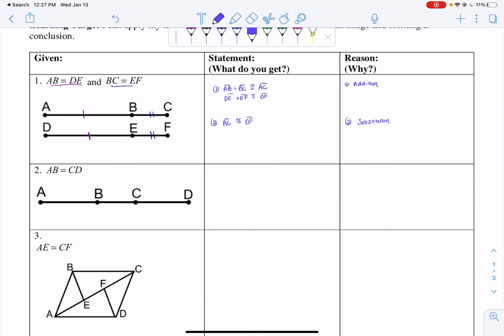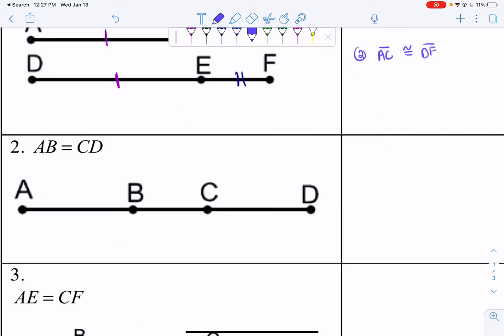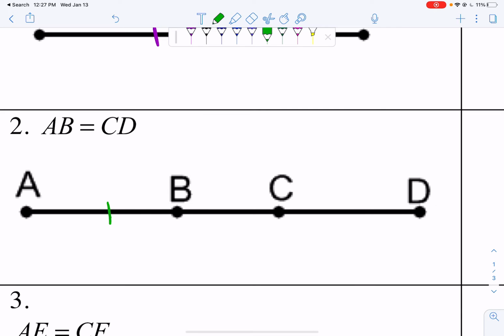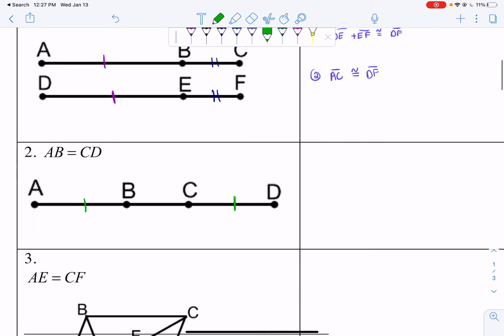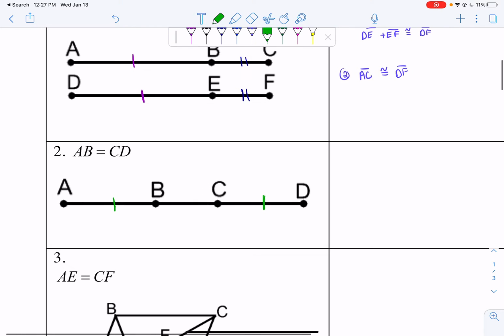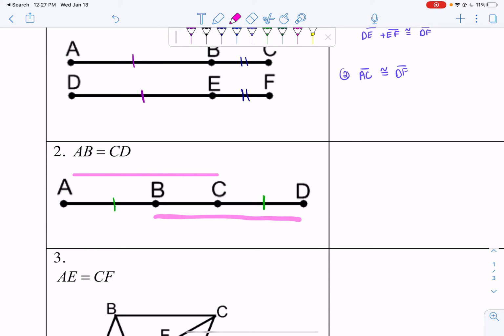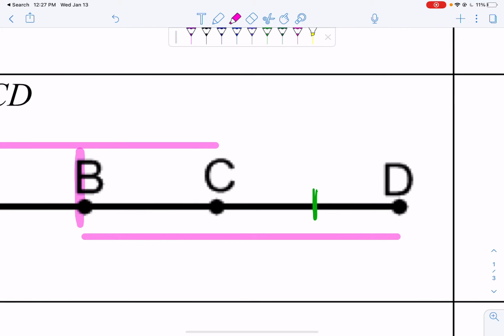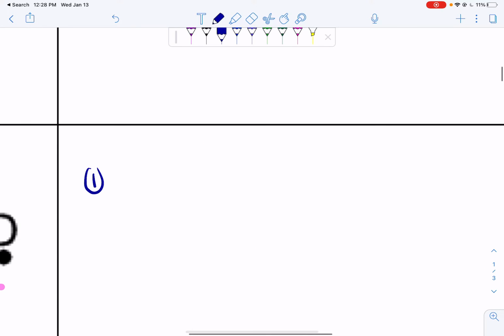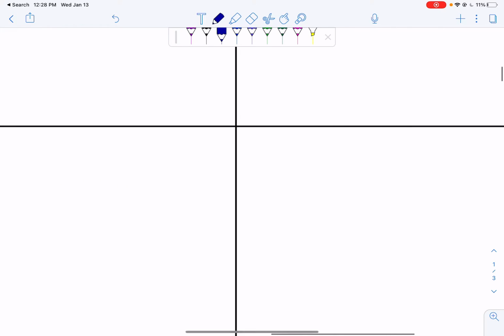In this example, I have AB is equal to CD, so I'm going to mark that with a tick mark. And if I look, I actually think I can make a few conclusions. What I want to show is that this segment right here, AC, is congruent to BD. And I can show that because if you look, where I have my highlighter, there's some overlap at BC. Whenever you have overlap, you have a reflexive. So I can say BC is congruent to BC, and my reasoning will be reflexive.